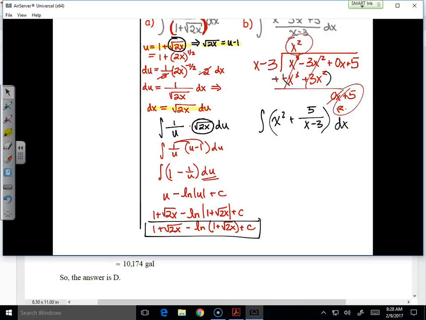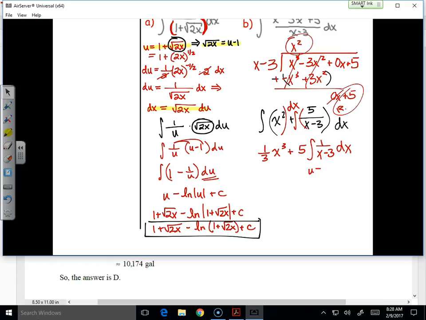Do you guys know what I'm doing when I say, hey, this is 1/3 x cubed plus 5 times the integral of 1 over x minus 3 dx? What am I doing? I'm using the power rule for the first one. I'm using the sum and difference rule to say I can take them piece by piece. The integral of the first one's easy. Let's do it. Plus, I have to still rewrite the integral of the second one because what kind of integration do I have to do?